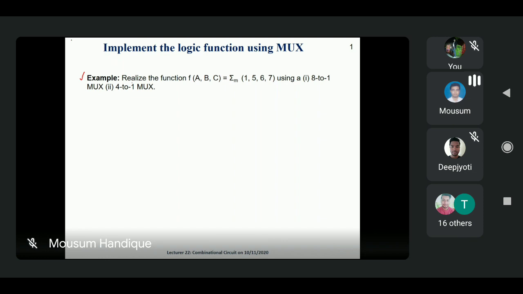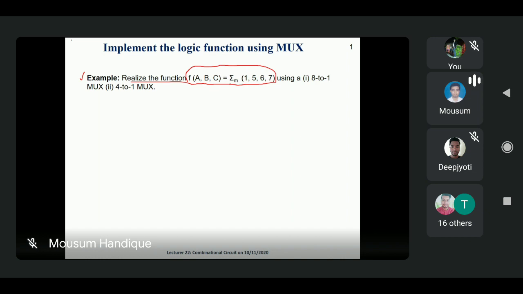See here, we can realize the function. This is the function, and it is in short form because we are using the min term symbol here. If you look carefully at these min terms, you can also get the Boolean expression. So this function may be in expression form or in min terms form. In this example, we are providing the min terms form.